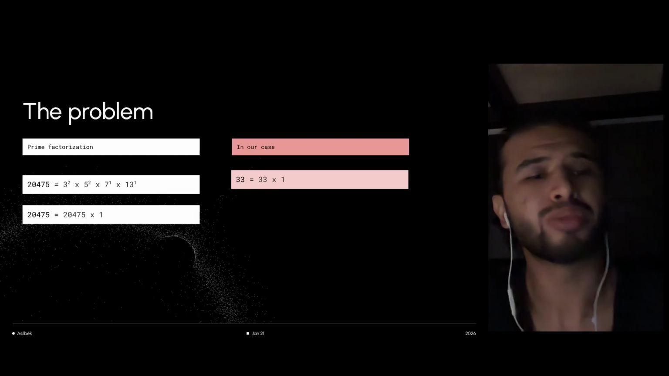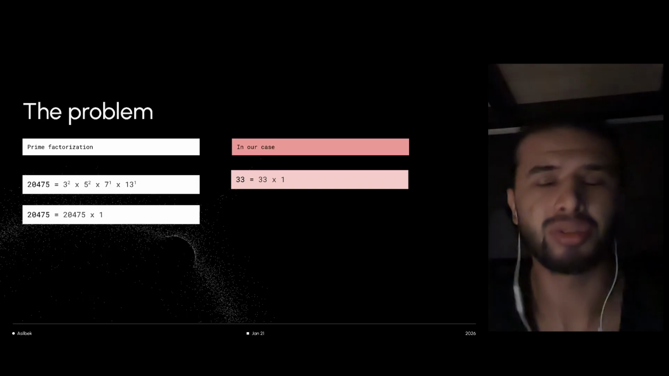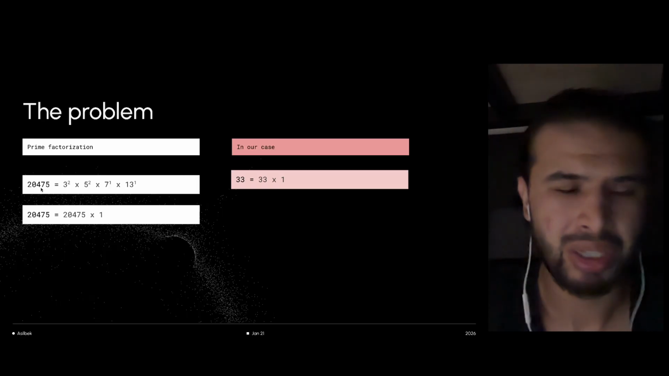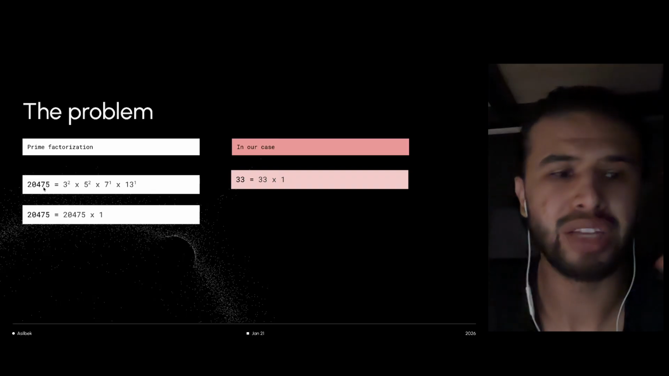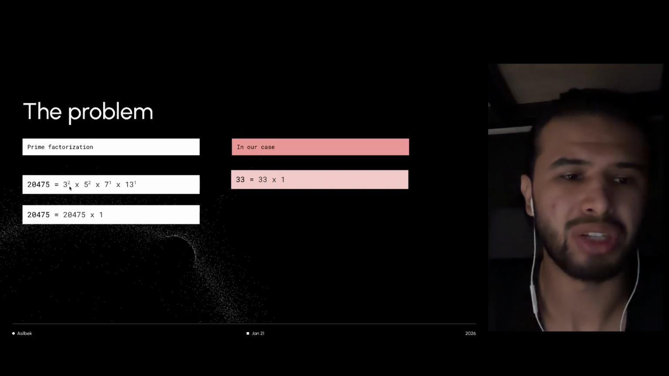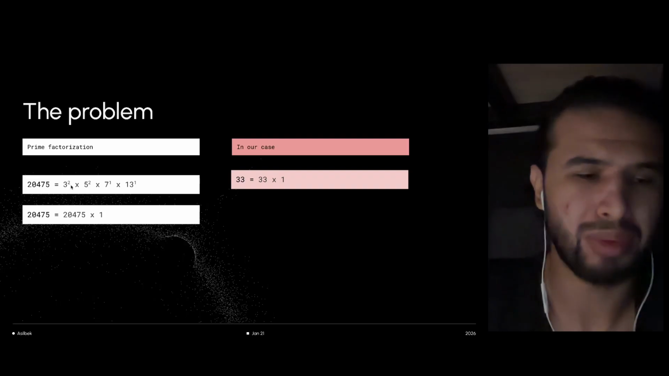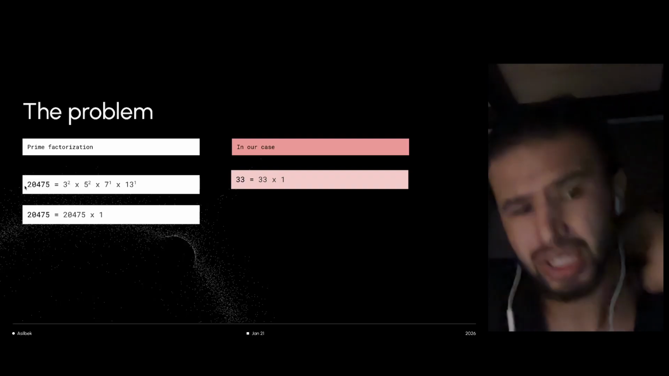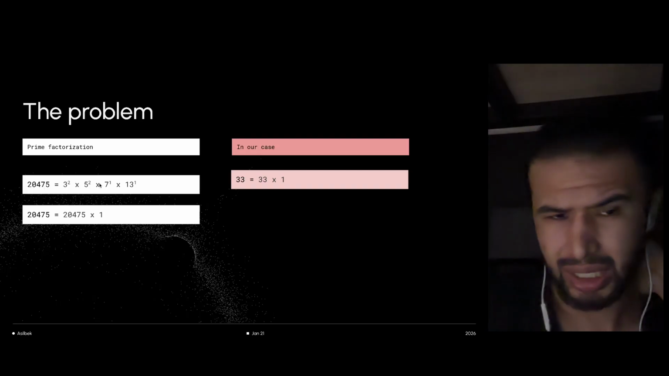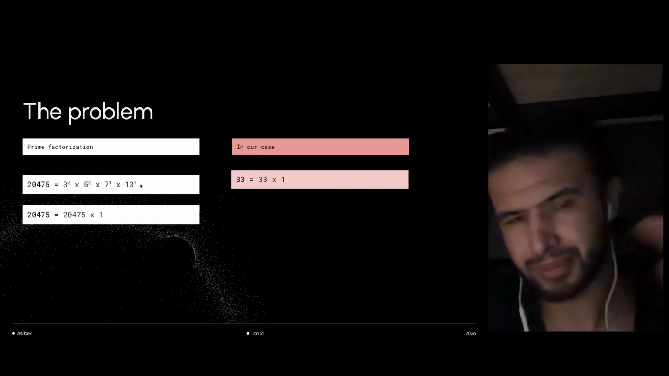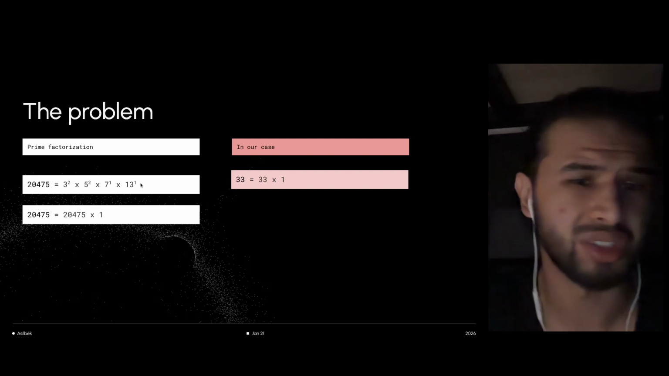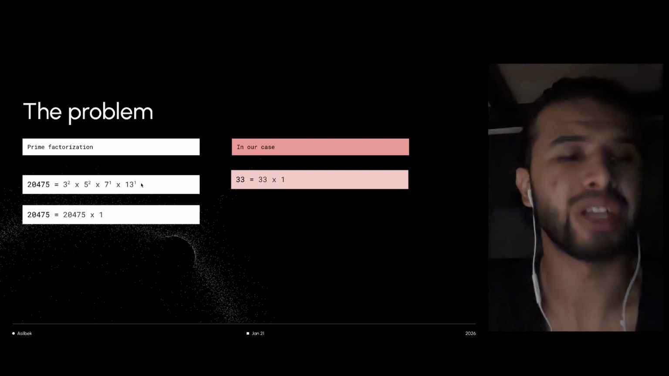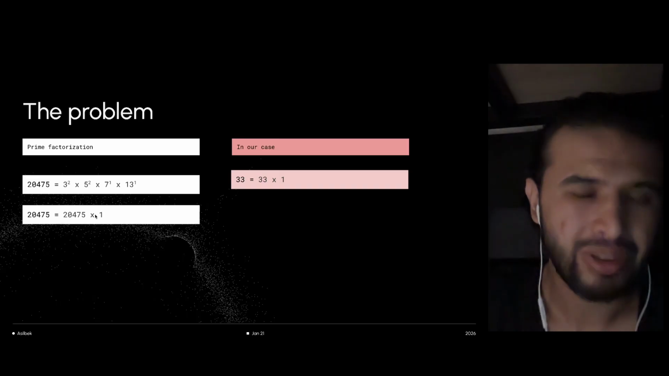Now the problem from here is called prime factorization. Okay, what is prime factorization? Prime factorization is that any given number can be expressed as a product of powers of prime numbers. This is basic school math, 3 to the power of 2. So this is how a random number can have prime factors. However, we can also have the number itself times 1.